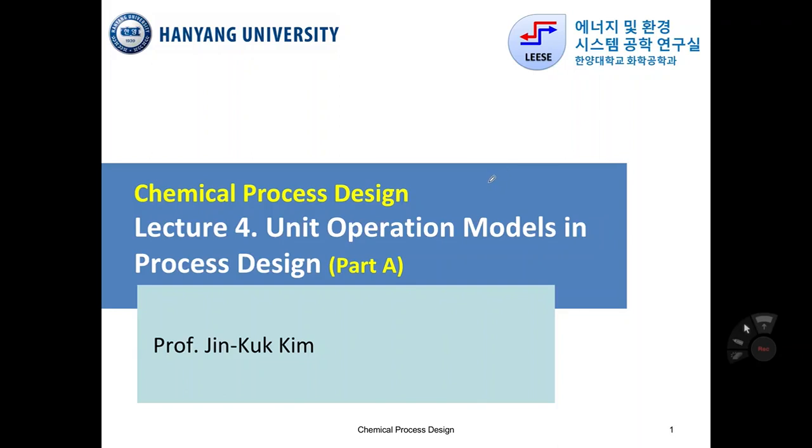Lecture 4 is about the unit operation model in process design. In chemical process design, we need to define the model for individual equipment. Then we combine a number of unit operation models in order to complete the modeling of the overall process. So we are looking at how we can model equipment by equipment in these lectures.